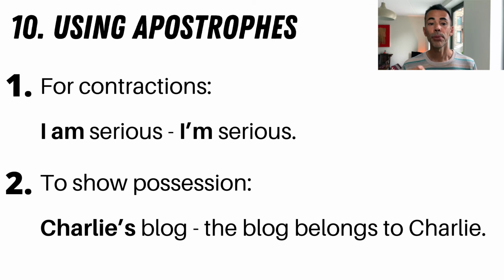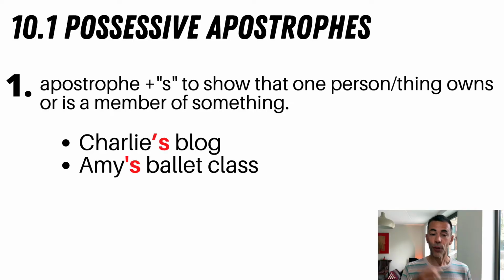The other situation where you use an apostrophe is to show possession. Charlie's blog. This means the blog belongs to Charlie. But there are 3 different ways to use the possessive apostrophe. So let's take a look at those. Firstly, you use an apostrophe plus S to show that one person or one thing owns or is a member of something. For example, Charlie's blog or Amy's ballet class.